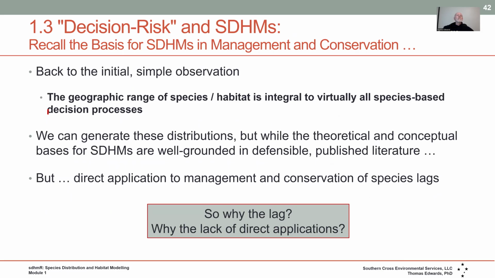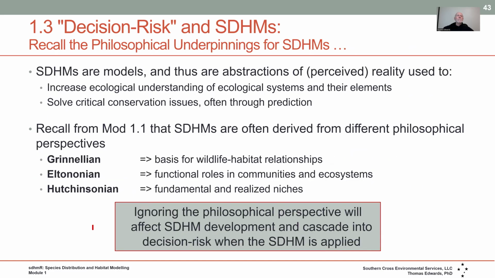Okay, so what are the issues then? And why do the direct applications lag? I want to go back to the initial simple observation. The geographic range of a species and its habitat is integral to virtually all species decision processes. We saw that in Module 1.2 with the range maps that I introduced you to, as well as the management examples. We can generate these distributions, but direct application? So the question is, why the lack of direct applications?